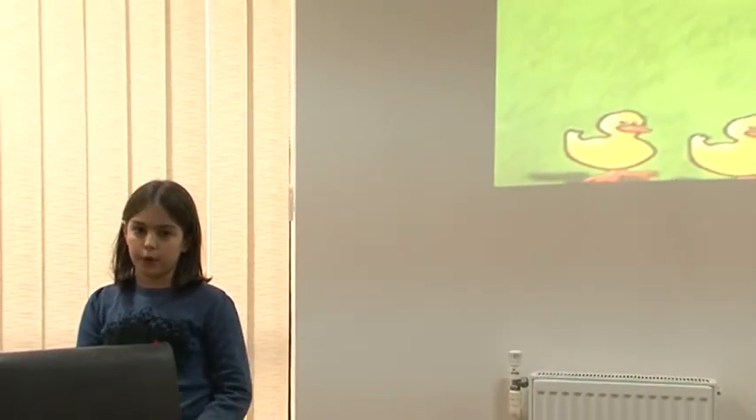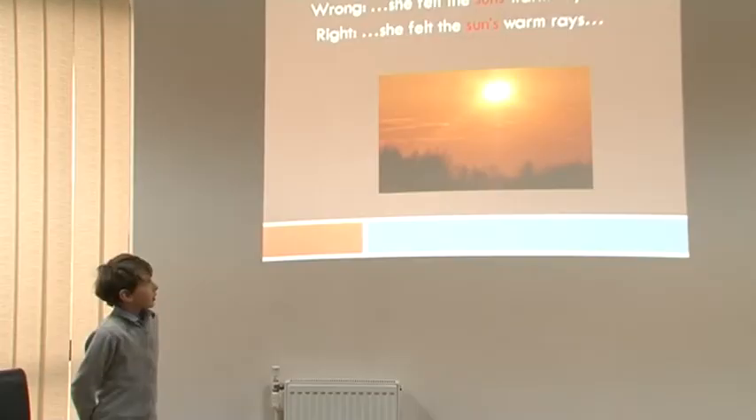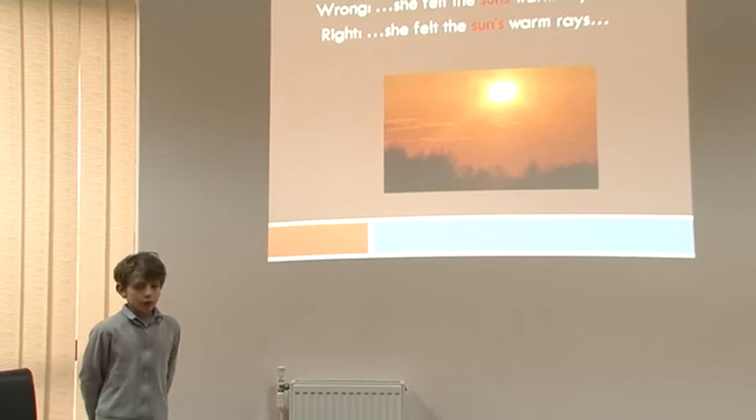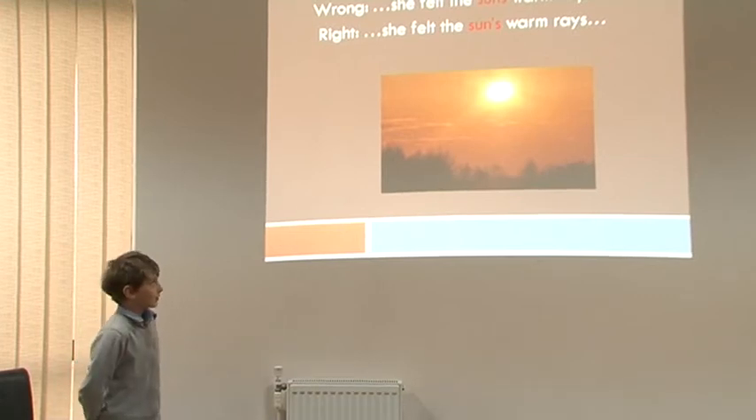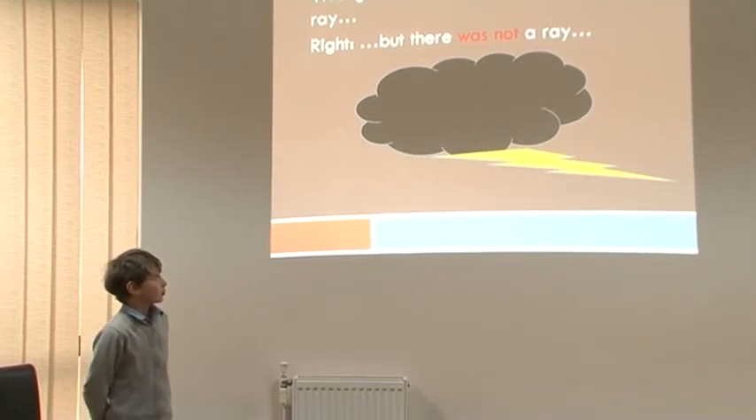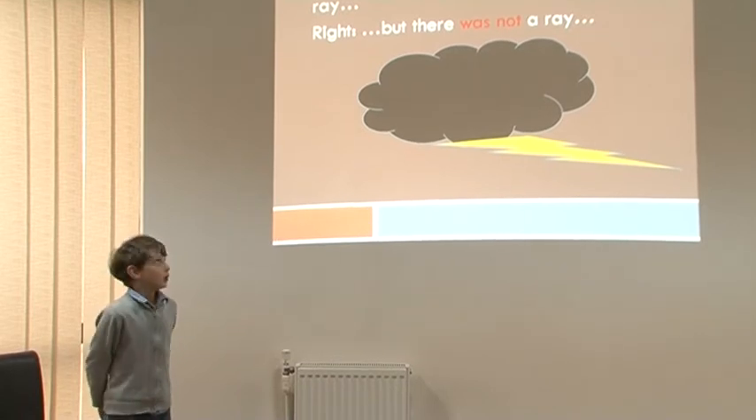One sentence is: Mother duck and her little duckling were on their way to the lake one day. A mother duck and her little duckling were on their way to the lake one day. Because mother duck we used first and we need article A. She felt the sun's warm rays. The right sentence is she felt the sun's warm rays. Because here is missing apostrophe and we need possessive apostrophe S. The wrong sentence is but there didn't was a ray. The right sentence is but there wasn't a ray. Because with was we don't use did.